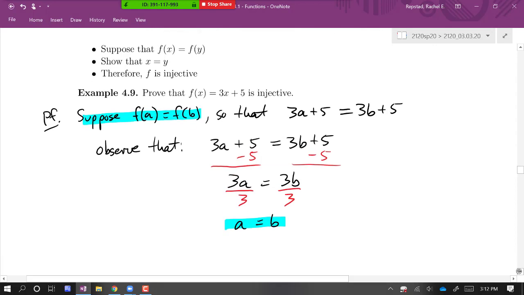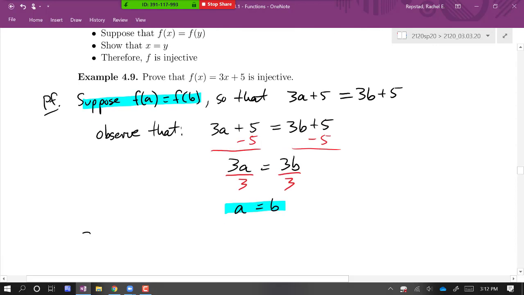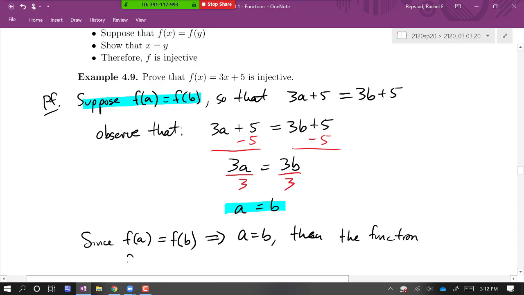And that's all we need to do to draw our conclusion. So since f of a equals f of b implies a equals b, then the function f of x equals 3x plus 5 is injective.